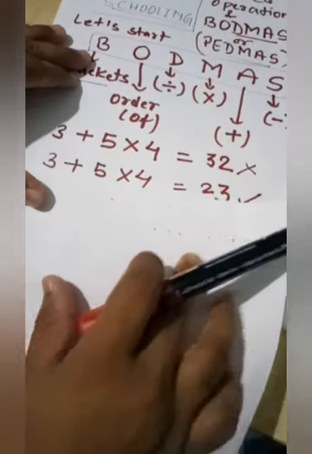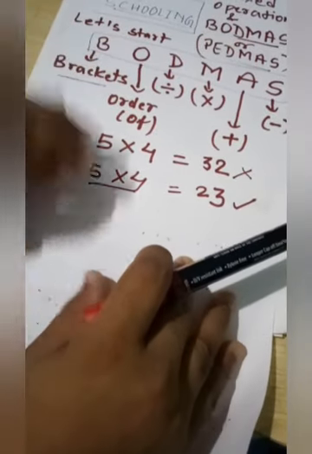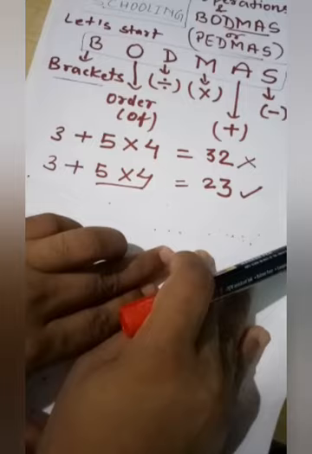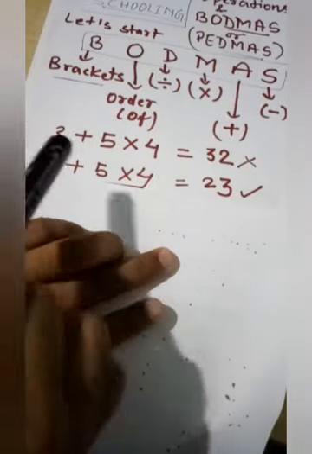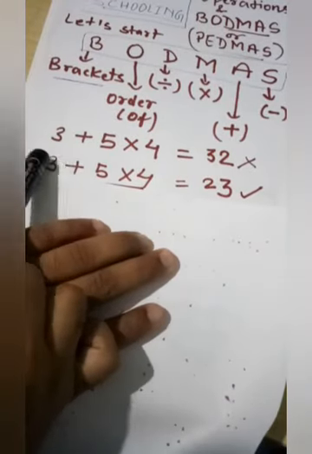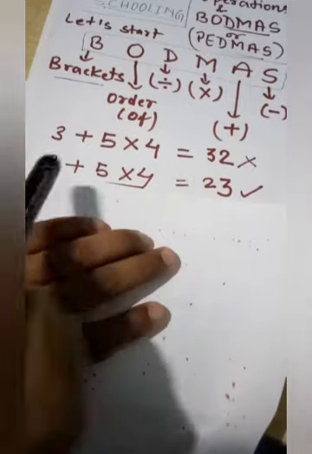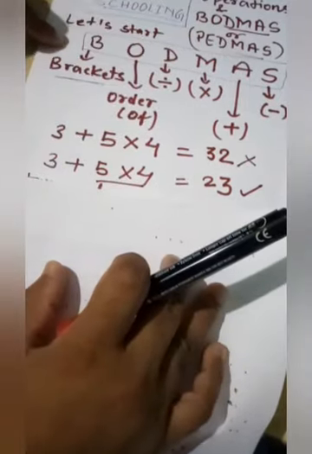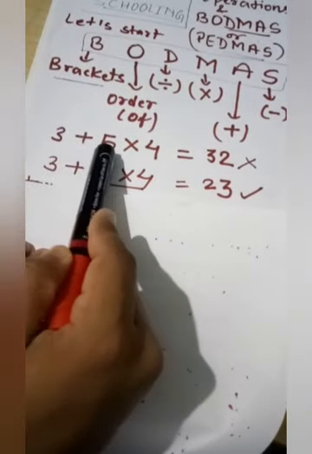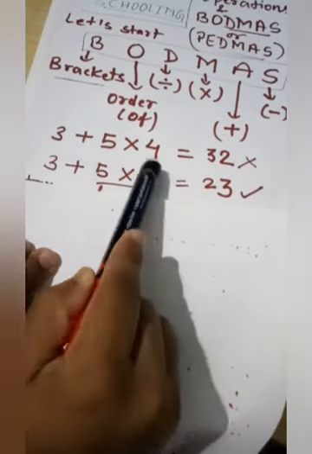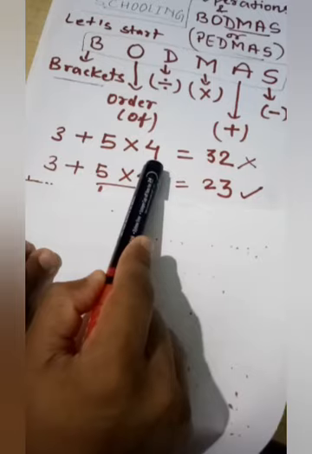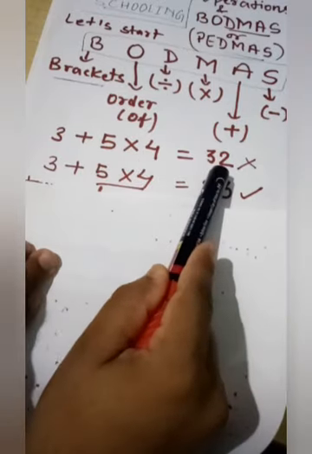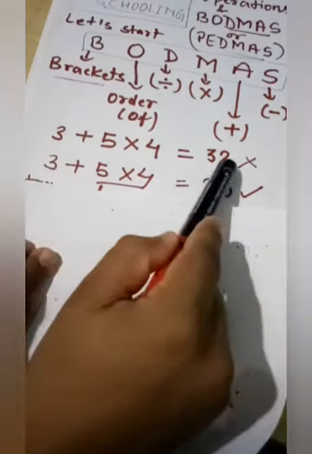So let's start. I have these two questions to figure out why we need to follow this. Now, as you can see in this question, 3 plus 5 times 4, if you do not follow BODMAS, then what will happen? You will add 3 plus 5 first, that is 8, and 8 is multiplied with 4, that is 32. Now see, you got 32 here.